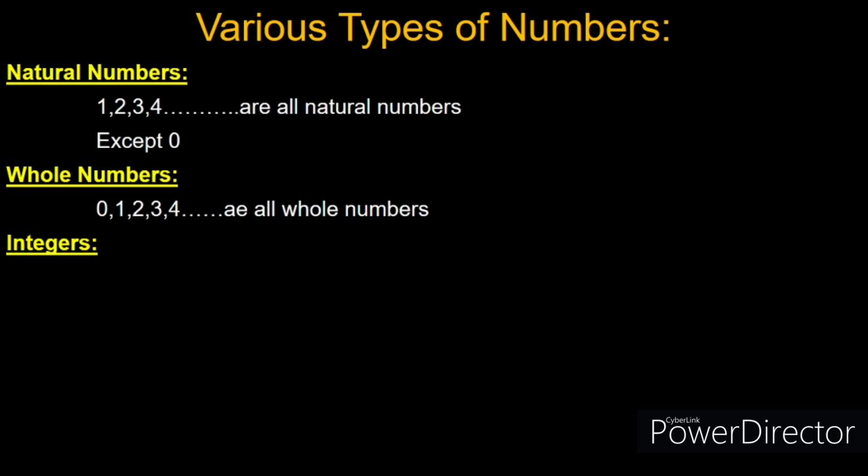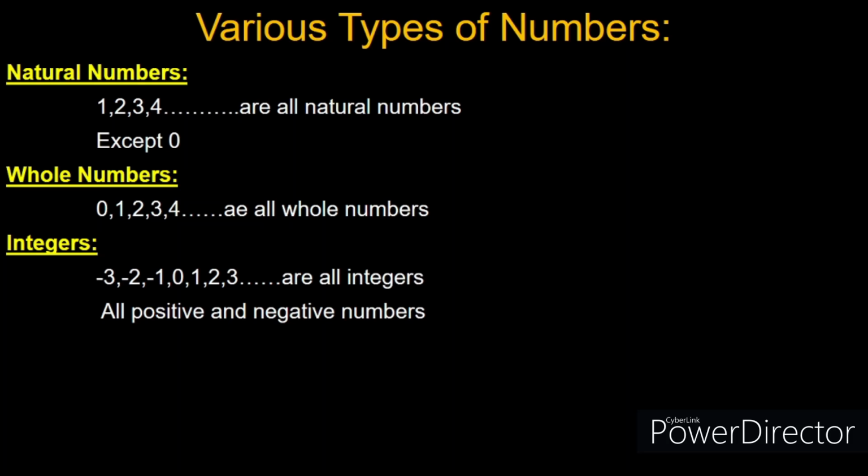Integer. What is an integer? Minus to plus. What I mean is negative integers to positive integers. Any integer that includes 0 also, that is an integer. All positive and negative numbers.